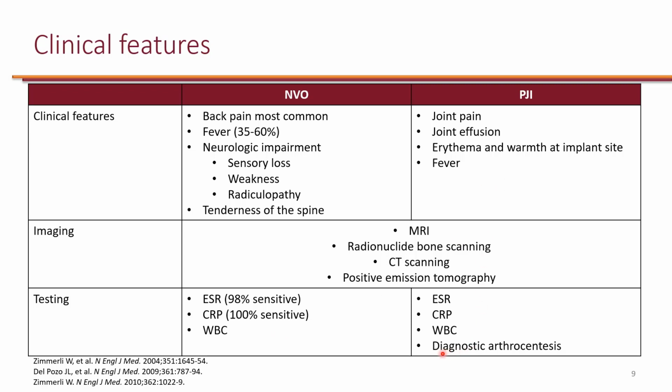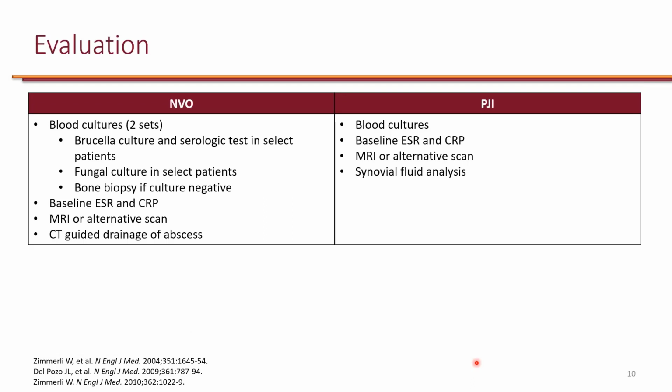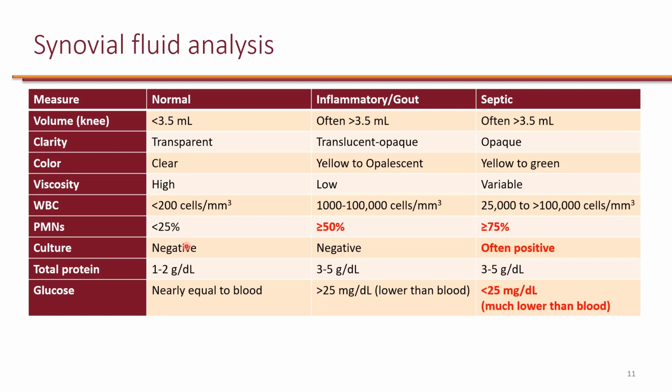And for prosthetic joint infection specifically, diagnostic arthrocentesis is very helpful, and this is where we get synovial fluid analysis. Blood cultures are important for both of these infections, as well as baseline ESR and CRP, and imaging with MRI or alternative scan. For NVO specifically, CT-guided drainage of abscess is very important for source control. Synovial fluid analysis can be used to distinguish between septic arthritis, which is infectious, and non-infectious inflammatory arthritis, often due to gout.